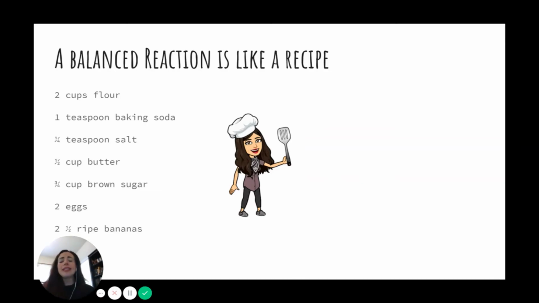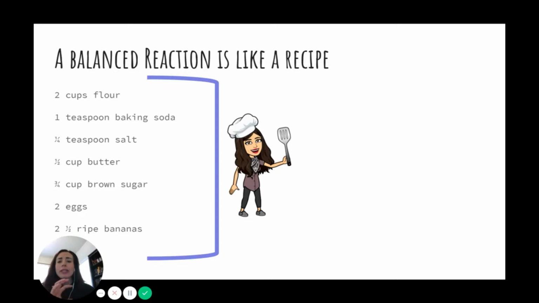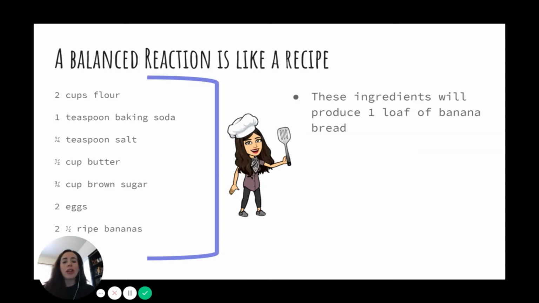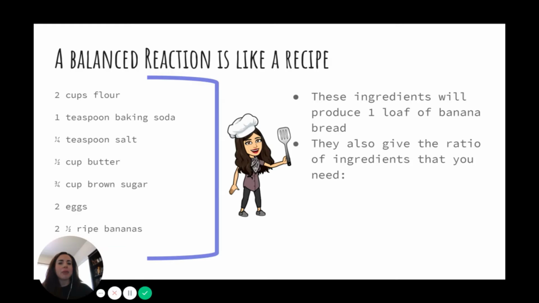So as you can see, every single ingredient on that recipe has those measurements. Now, if we take all of those ingredients and we combine them in that way, we will be able to create 1 loaf of banana bread. The important thing that is brought up in this recipe is the idea that you are given ratios of your different ingredients and how they combine with each other.